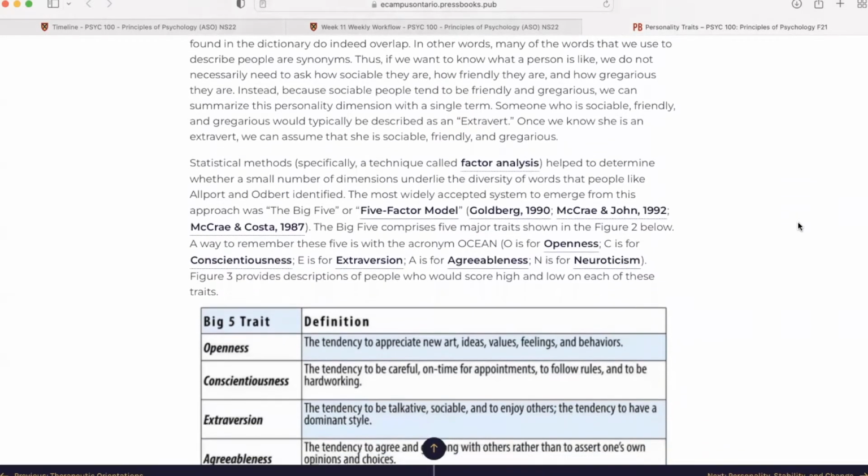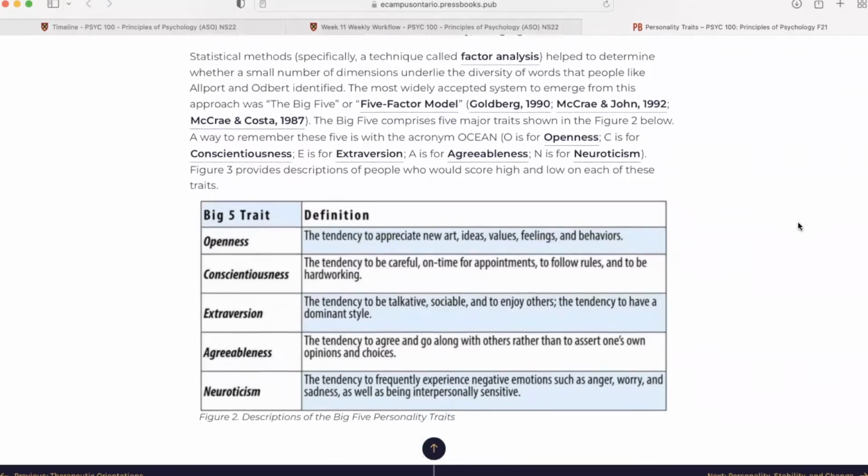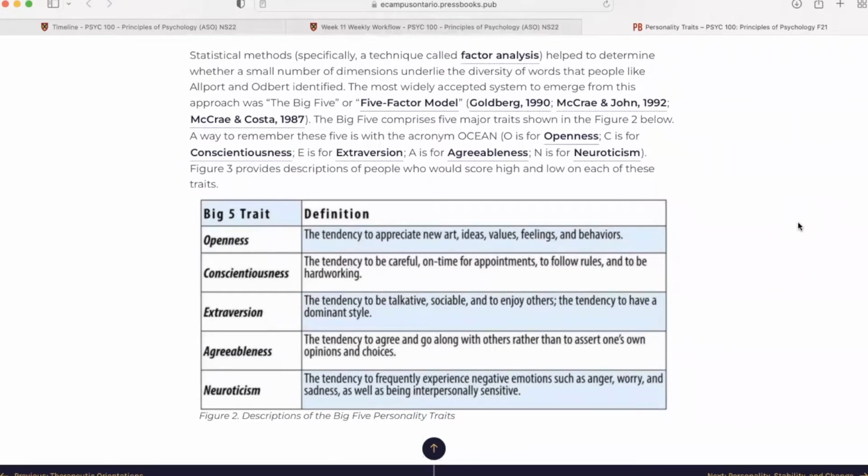Statistical methods, specifically a technique called factor analysis, help to determine whether a small number of dimensions underlie the diversity of words that people like Allport and Odbert identified. The most widely accepted system to emerge from this approach was the Big Five, or the five-factor model. The Big Five comprise five major traits, and there is a figure 2 here below. A way to remember these five is with the acronym OCEAN. O is for openness, C is for conscientiousness, E is for extraversion, A is agreeableness, and N is for neuroticism.